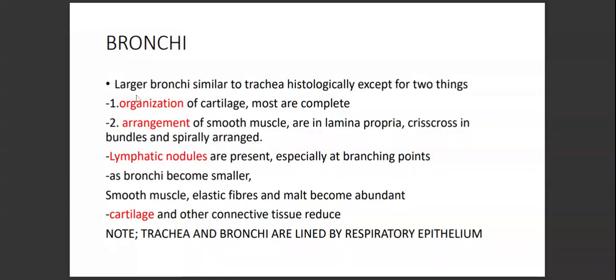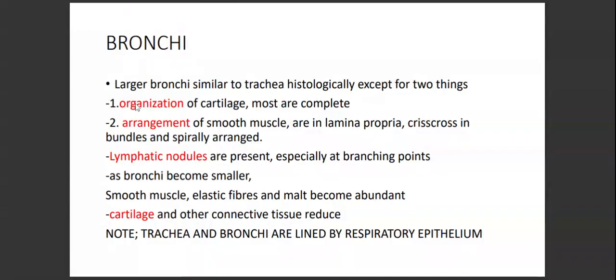Yeah, let me not give more information that will start confusing in the end. Okay, so now histologically we are saying these bronchi are similar to the histology of the trachea. That's why in most books you'll never find them talk about them. But it is important that we enlighten ourselves of some of the features that these bronchi possess.